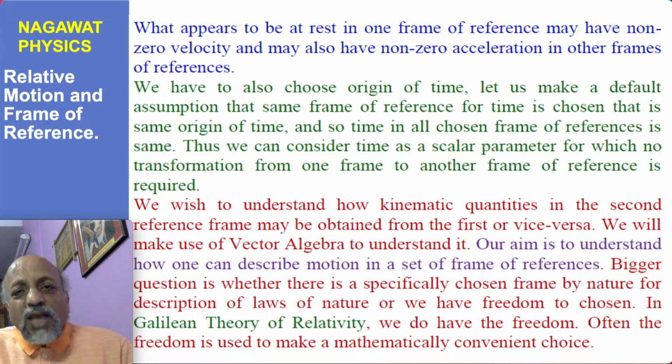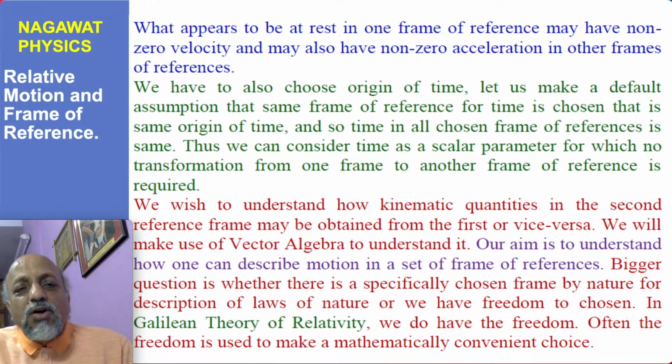But it's not essential. If a frame of reference is accelerated, then it may also have a non-zero acceleration, which means that if the two frames of reference are moving with respect to each other with some acceleration, then the observation of a particle being at rest in one frame of reference would not mean that the particle in the second frame of reference would appear either in uniform motion or uniform acceleration.